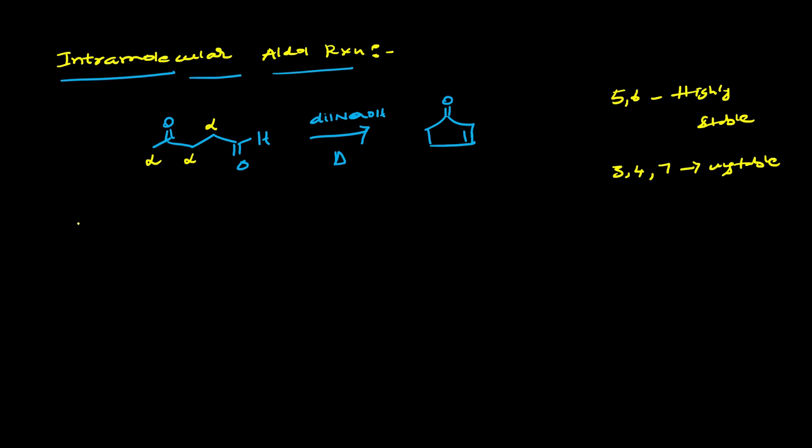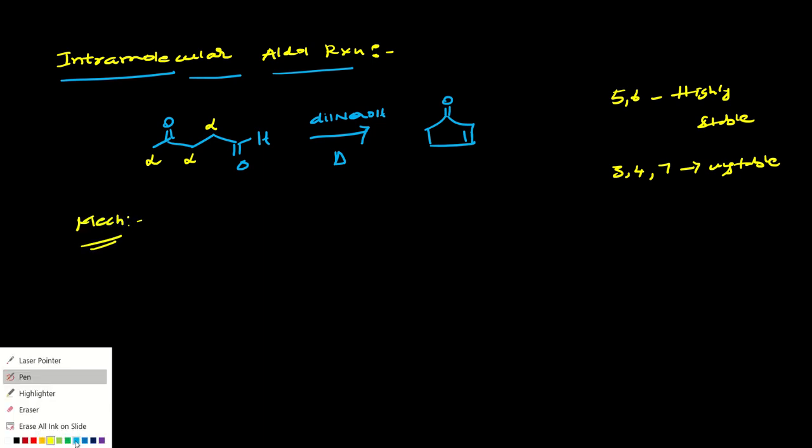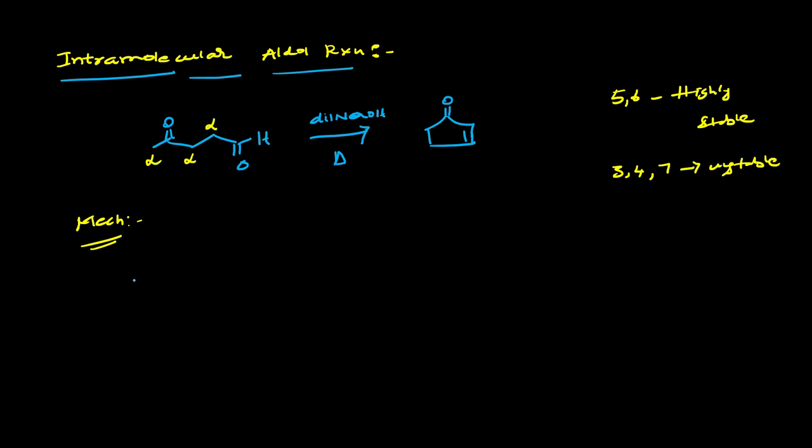So if I go through the mechanism, as we know, aldol reaction basically involves three steps. The first step is generation of a carbanion by abstracting the alpha hydrogen using base. The second step is nucleophilic addition to the carbonyl. The third step is a dehydration reaction. In the first step, proton abstraction should take place.